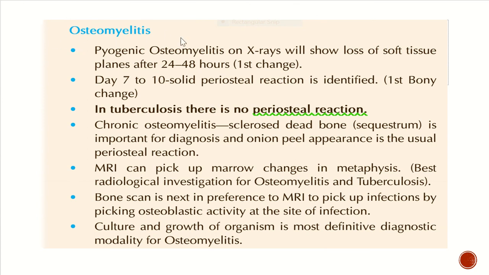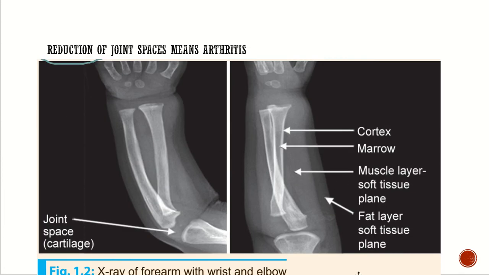Now in the case of osteomyelitis, that is infection, pyogenic osteomyelitis on X-ray will show loss of soft tissue planes after 24 to 48 hours. Soft tissue planes means muscle and fat layers. This is the first change in case of osteomyelitis. As we had seen here, the soft tissue plane means the muscle layer, this one, and the fat layer, the outer one.